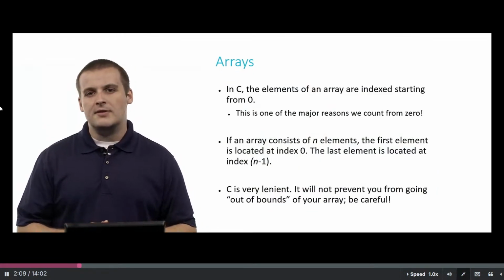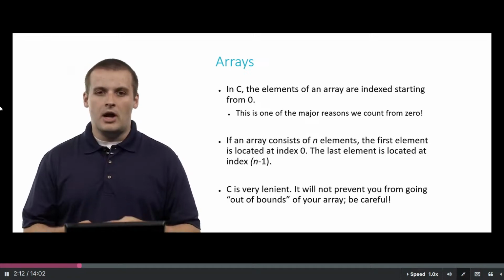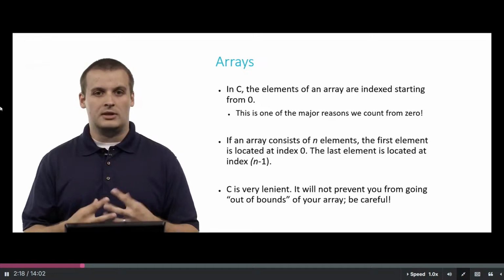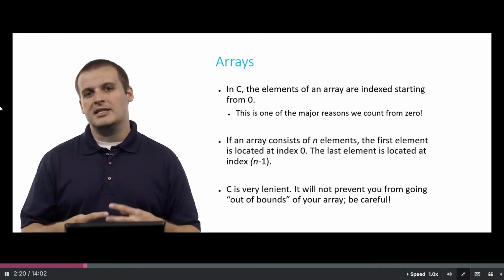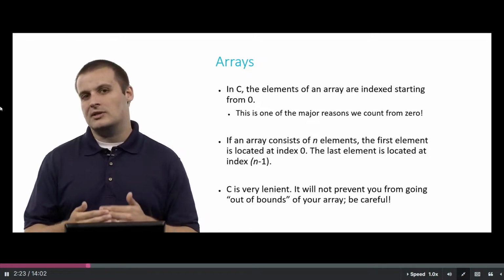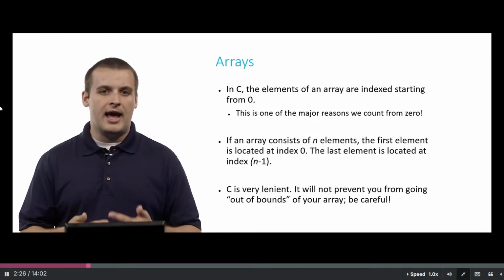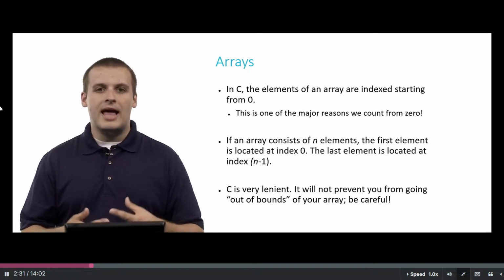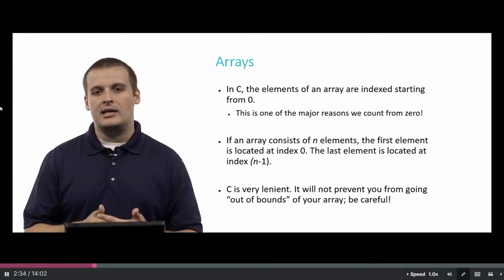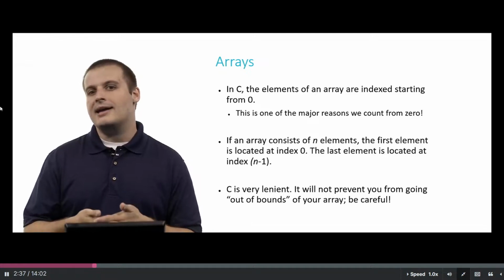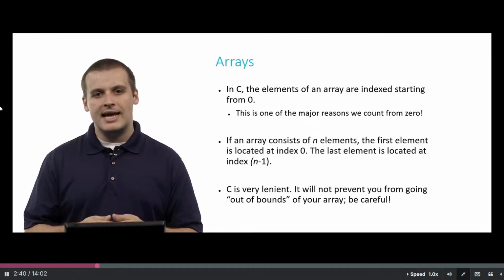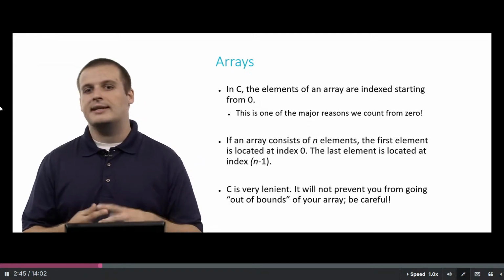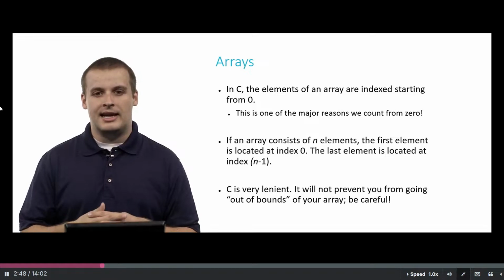In C, the elements of an array are indexed starting from 0, not from 1, and this is really important. In fact, this is why in CS50, and why computer scientists frequently, will count from 0. It's because of C's array indexing, which always starts at 0. So if an array consists of n elements, the first element of that array is located at index 0, and the last element of the array is located at index n minus 1. Again, if there's n elements in our array, the last index is n minus 1. So if our array has 50 elements, the first element is located at index 0, and the last element is located at index 49.